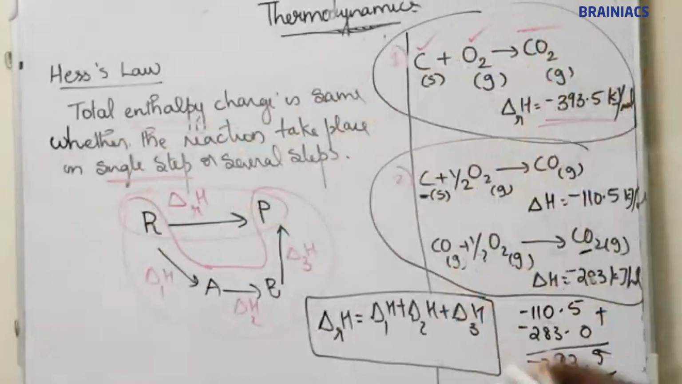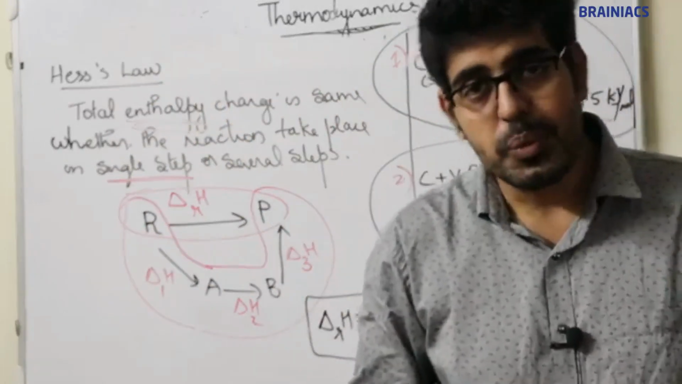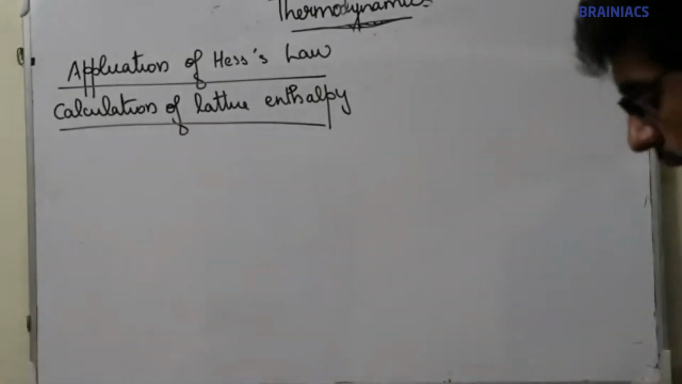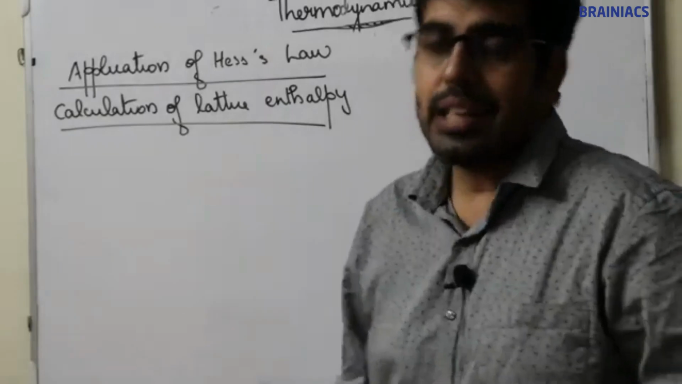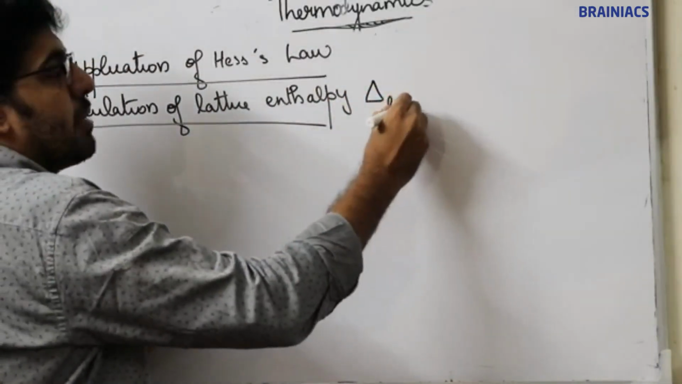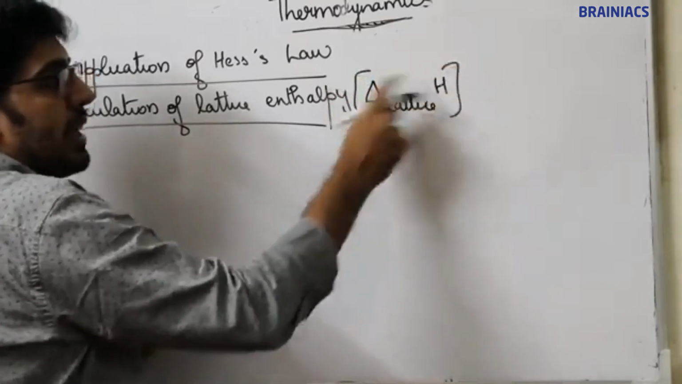This is Hess's law. Moving on to the next topic, applications of Hess's law. The first application is calculation of lattice enthalpy. By using Hess's law, we can calculate lattice enthalpy, delta H lattice.